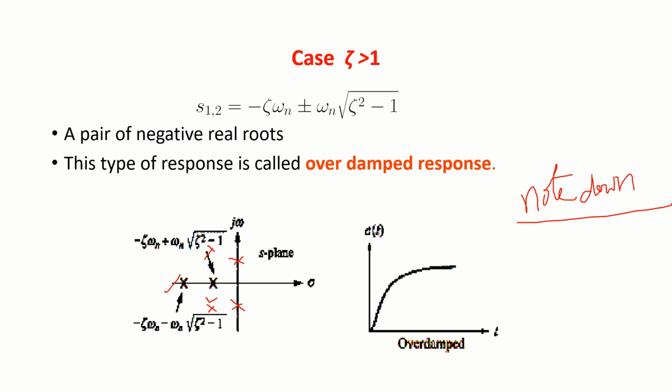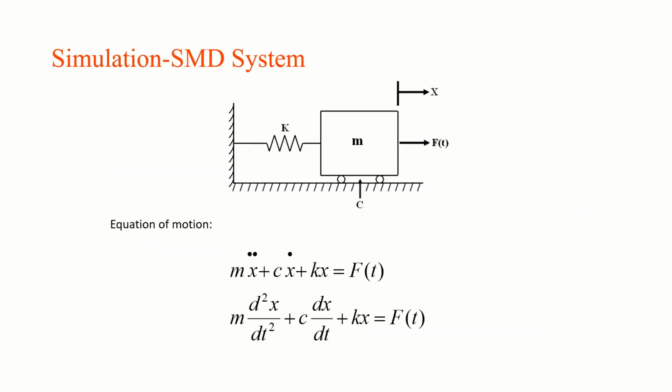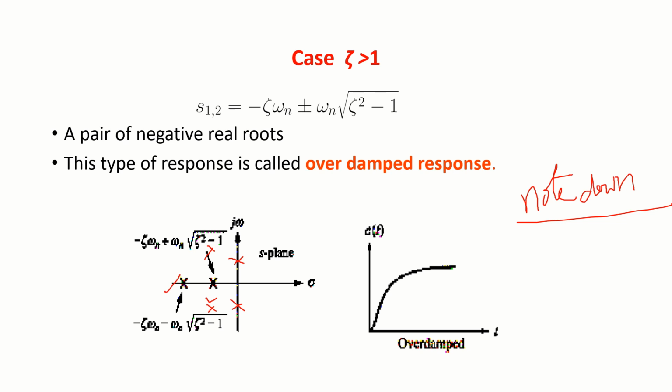Okay, so depending on the value of the zeta, the roots get located at different positions, and based on that, the response of the system will be different, right? Yes, we'll carry this forward. So this is a very important understanding. The system response depends on the damping ratio of the system.